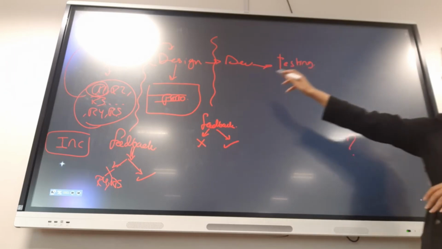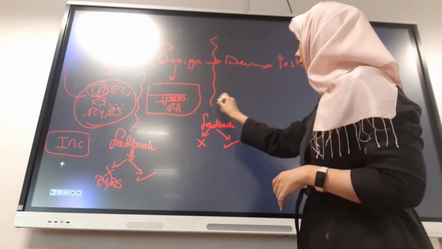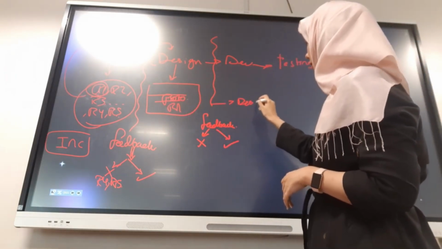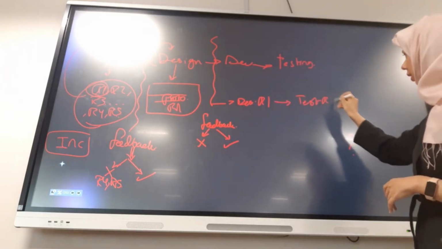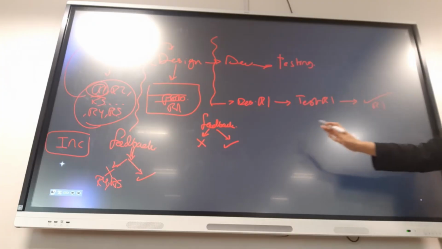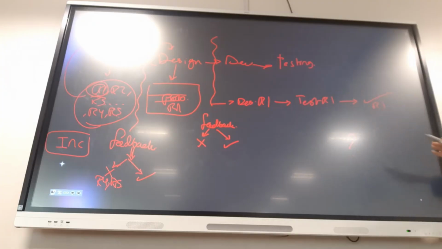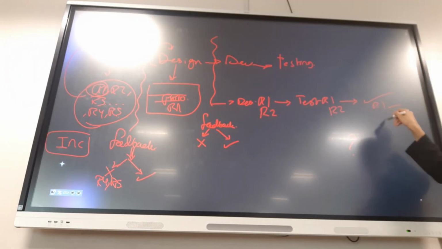So we finish, as we said, so this could be, let's say, for R1, you finish design R1, you test R1, you deliver R1, right? And of course, after every stage, we do a stop for feedback. So now we have R1. We do the same for R2, and so on. So changes could be incorporated at any point.